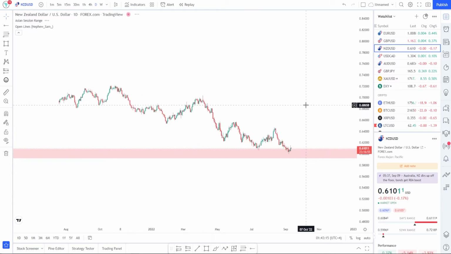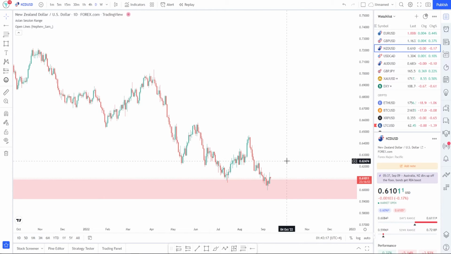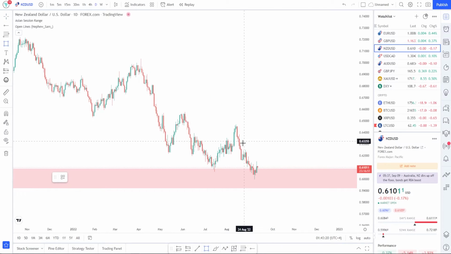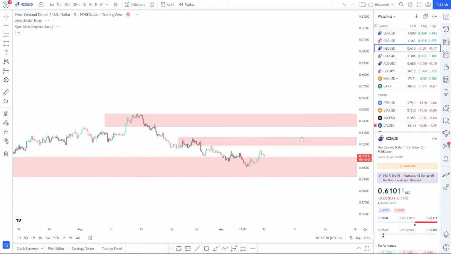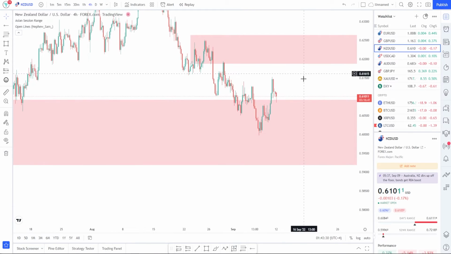Now on the daily time frame, I see one of my targets for this week being this high right here, as well as this area of supply right here. On the 4 hour time frame, my area for buys, I would look for around these zones.